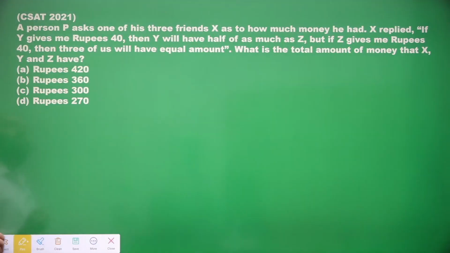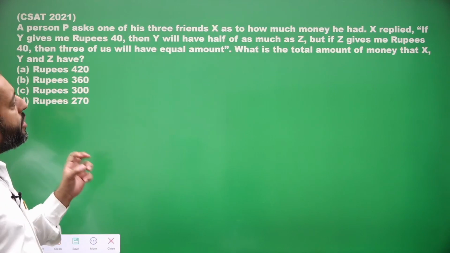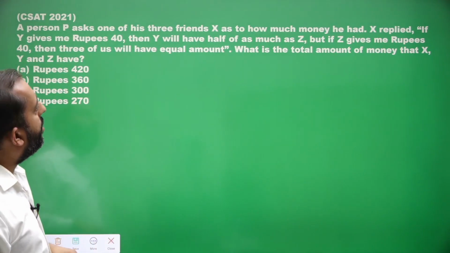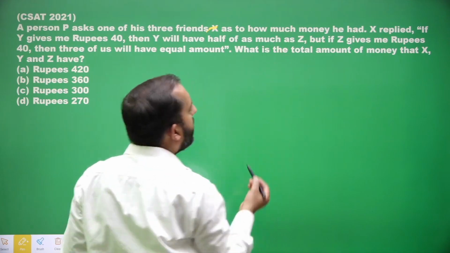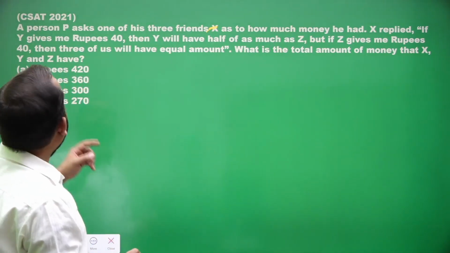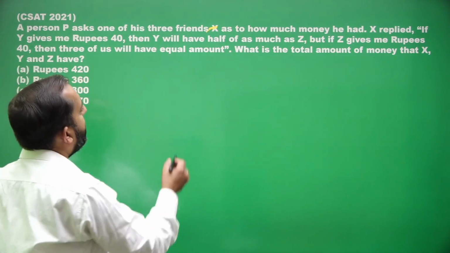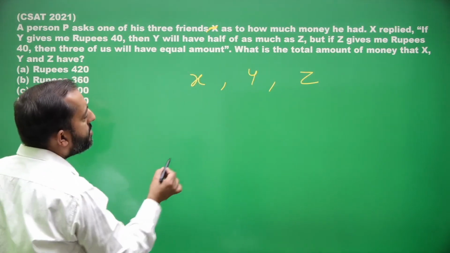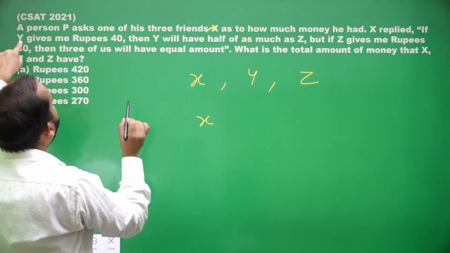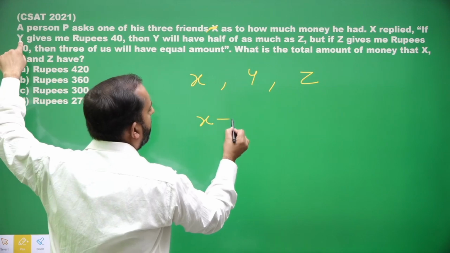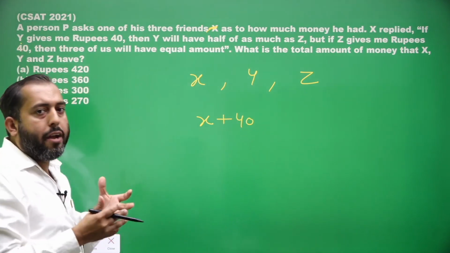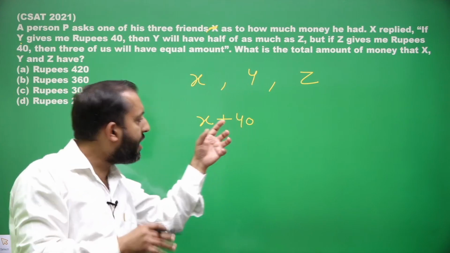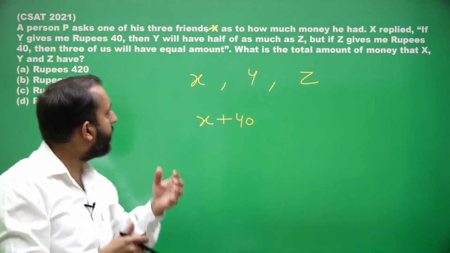It says a person P asks one of his 3 friends X as to how much money he had. Okay, how much money they are having. X replied, if Y gives me rupees 40, let's say money with X is X, money with Y is Y, money with Z is Z. Now X is saying, if Y gives me rupees 40, then the total share of X will become X plus 40.